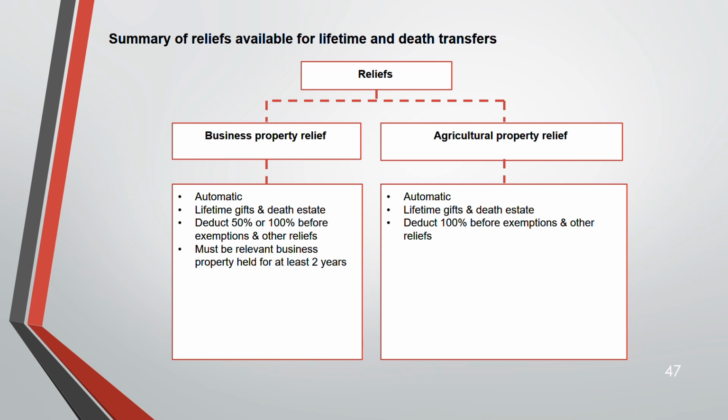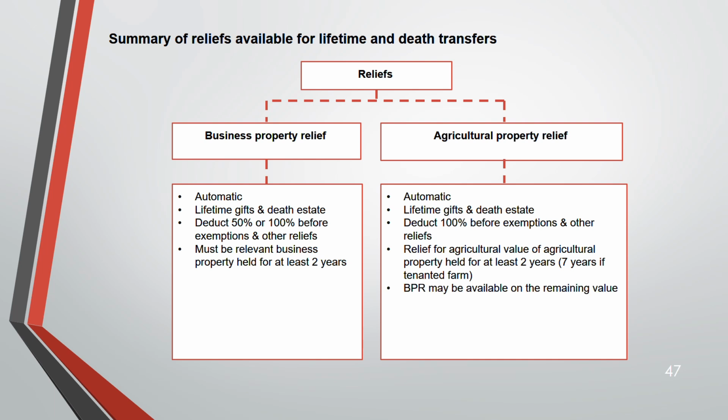BPR must be relevant business property held for at least 2 years. APR is given for the agricultural value of agricultural property. Remember, when they are giving you the value of the farmland, do not take the development value with it, only the agricultural value. In the exam, you will be given the agricultural value. And the property must be held for at least 2 years out of the last 7 years if it is tenanted. Remember, if it's a tenanted farm, you will not get BPR on the remainder. If it is owner-occupied, you will get BPR on the remainder after getting APR.